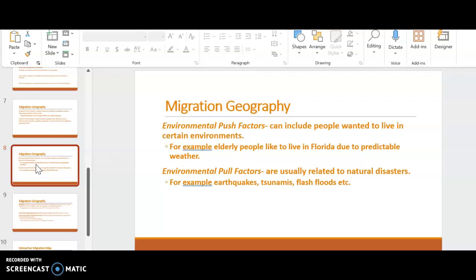Because under the 1951 Refugee Act, it doesn't consider climate change as one of the reasons to be considered a refugee. And so this needs to be addressed, right? As we move into this era of climate change, we definitely need to talk about that. And then we have environmental pull factors, right? Related to natural disasters, so earthquakes, tsunamis, flash floods. People just don't want to maybe live in those, or they want to live in areas that don't have those items.